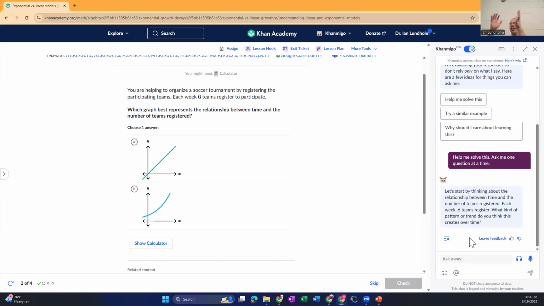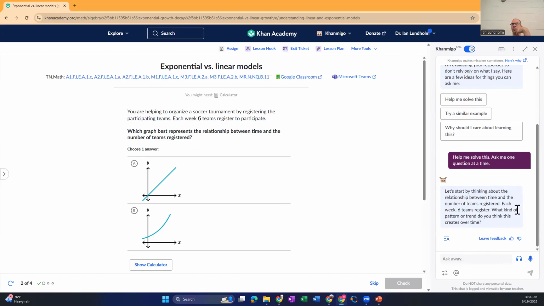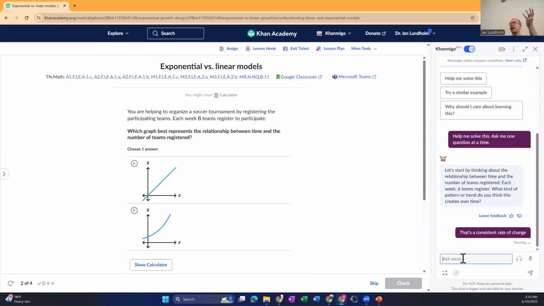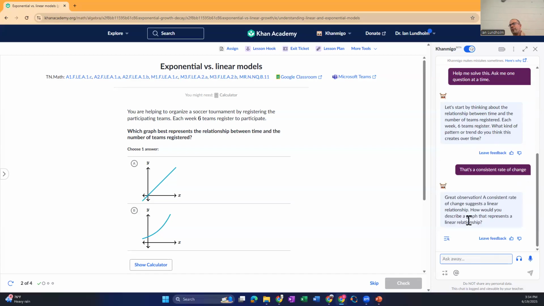Oh, okay. So if you're in the student mode, you're going to see, okay, let's start by thinking about the relationship. Okay, cool. What kind of pattern or trend do you think this creates over time? It seems like that's a consistent rate of change. You can chat with this. It says it suggests a linear relationship. Cool. So it's a line.